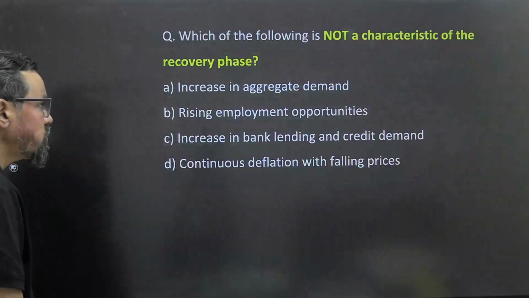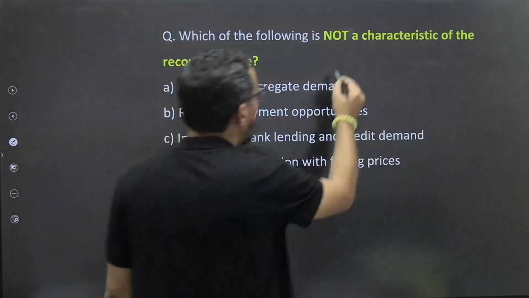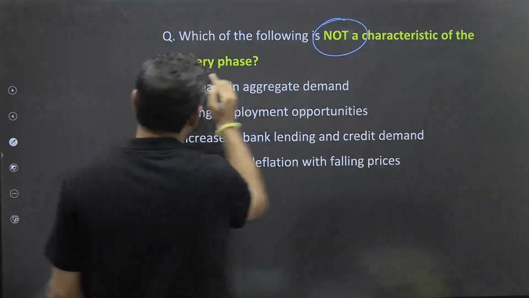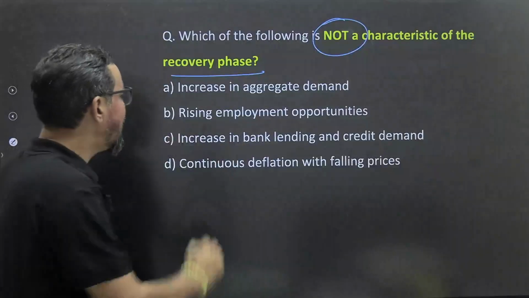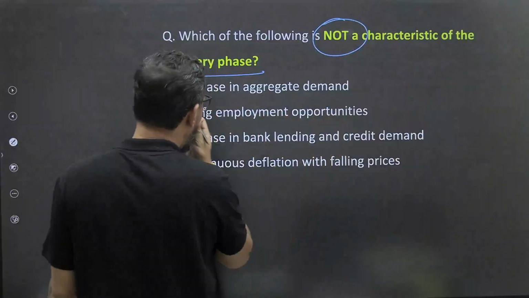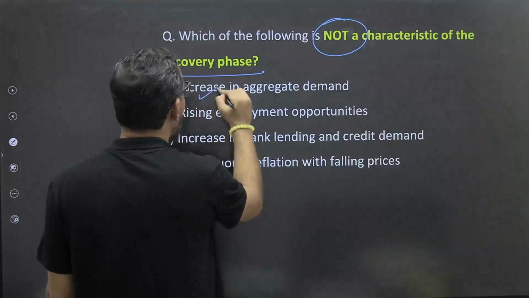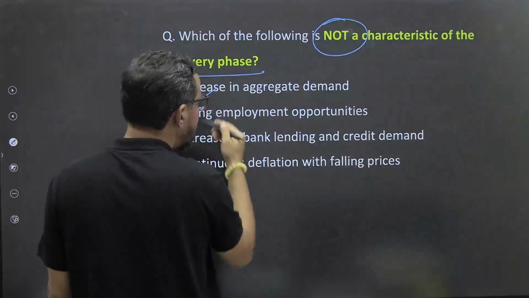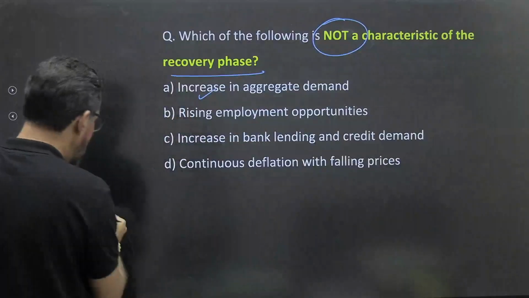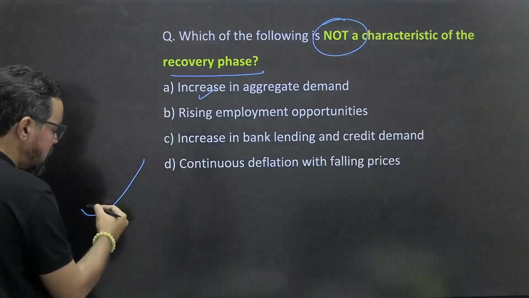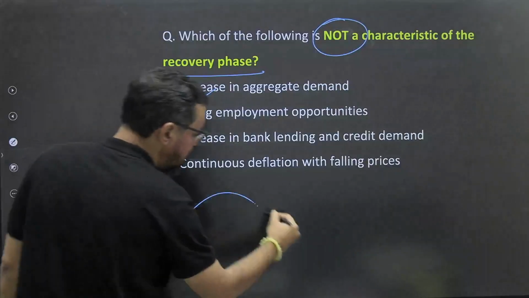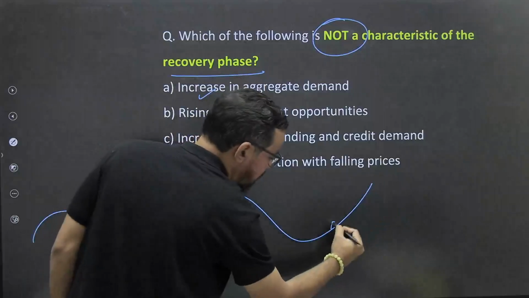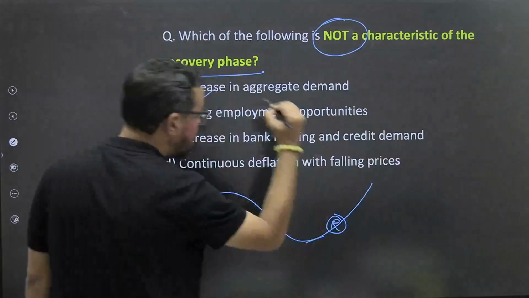Next one, which of the following statements is not a characteristic of the recovery phase? This is the question from your last session. Increase in aggregate demand, no, this is a feature of your recovery phase. When economies start recovering, let's assume this is the flow. So this is the recovery one. After the trough we achieve the recovery.